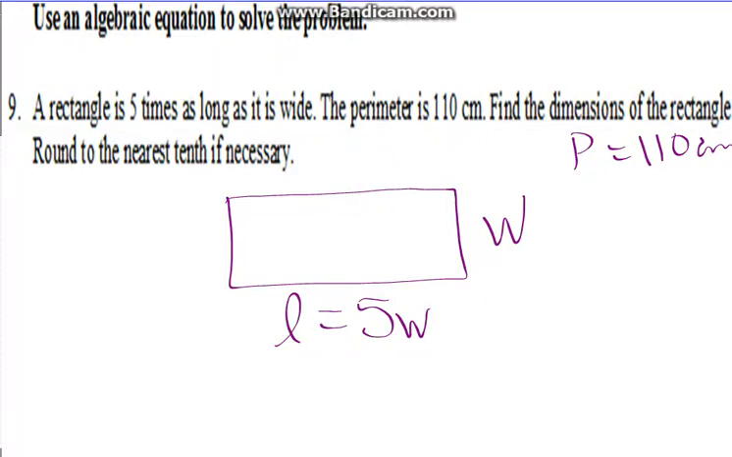So they want to know what is the length and what's the width. Round to the nearest tenth if necessary. That's 1 decimal place.